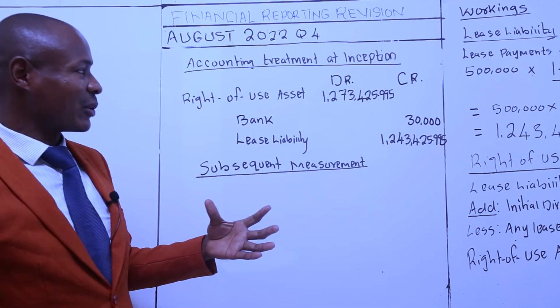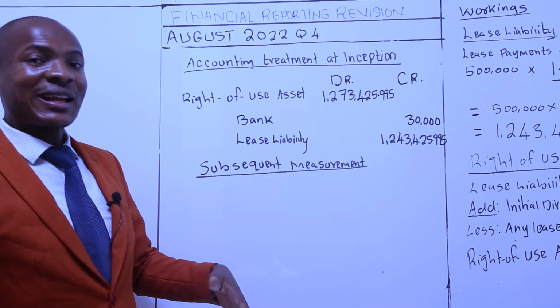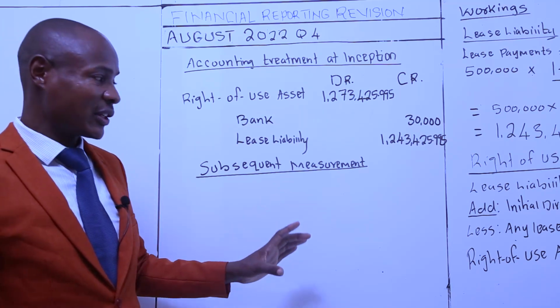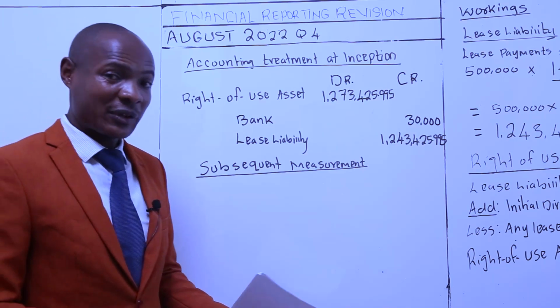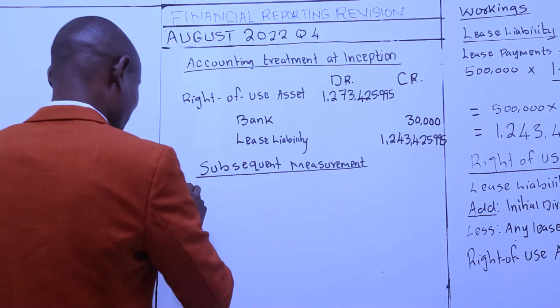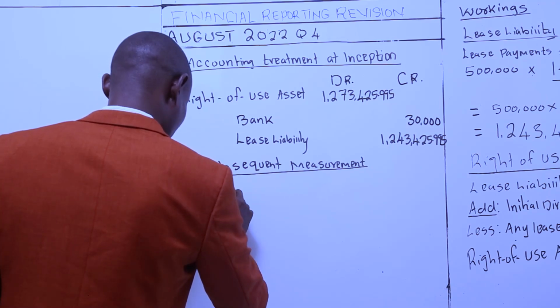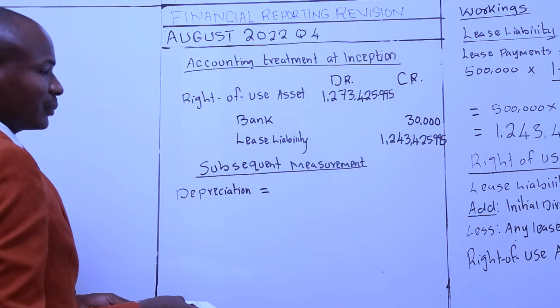Then another thing that will happen subsequent to the initial measurement is that the lease liability will have to be amortized. So we'll be doing the amortization schedule so that you can see how the lease liability will be amortized. But before that, let us calculate depreciation. Depreciation per annum is going to be as follows.